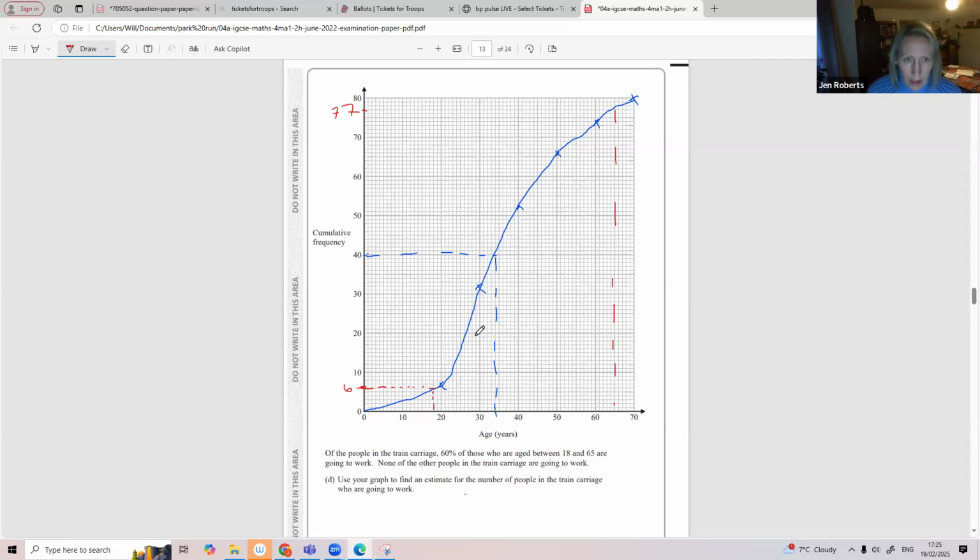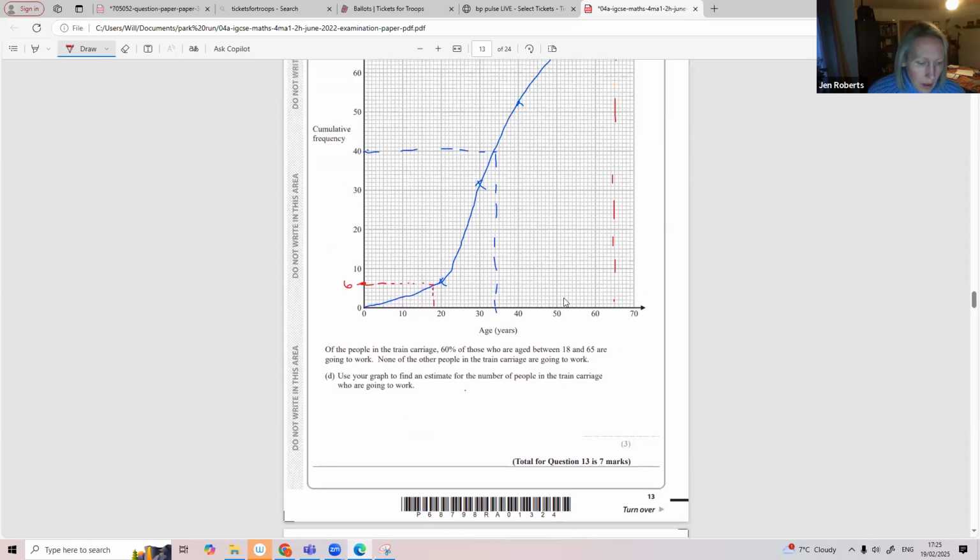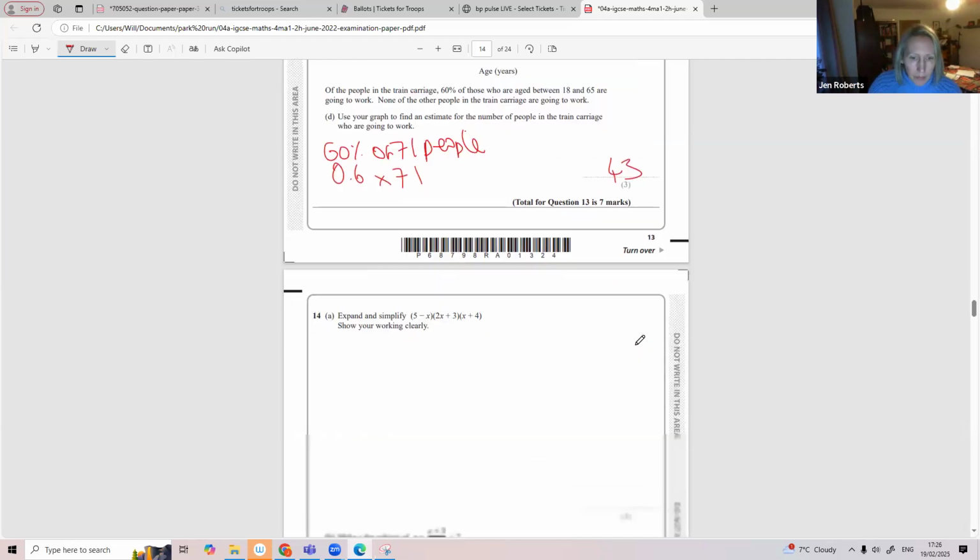We've got 6 people up to here, 77 up to here. So 77 take away 6 is 71. That gives you the amount of people aged between 18 and 65. 60% of these are going to work, because none of the other ones are. So what's 60% of 71? 0.6 times 71. I get 42.6. It's up to you how you want to round that really. I round it to 43. Could I have 42, 43 or 44 for that one?